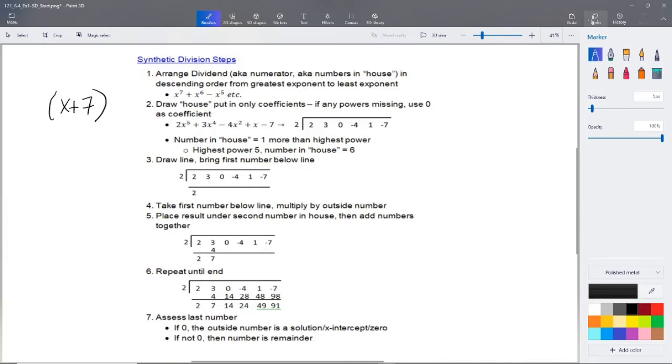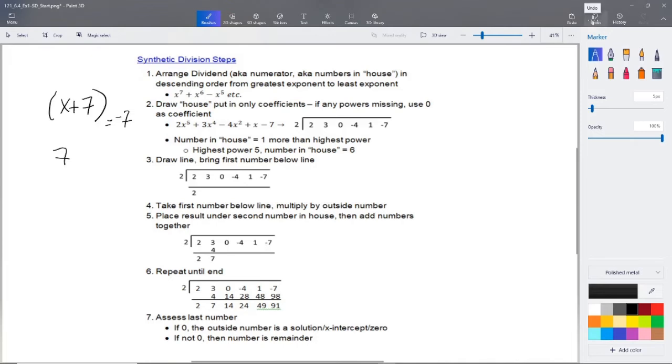However, if they say, divide 7 into the polynomial, then we're just going to use 7. So if they give us a number, we're going to use the number. But if they give it to us in the form of x plus or minus here, we're going to do the opposite of what they give us. So if they give us plus 7, we're going to use negative 7. If they give us just 7, we're going to use 7. So it all depends on what they're going to give us here. Let's put that negative 7 here so we're reminded of what to do.